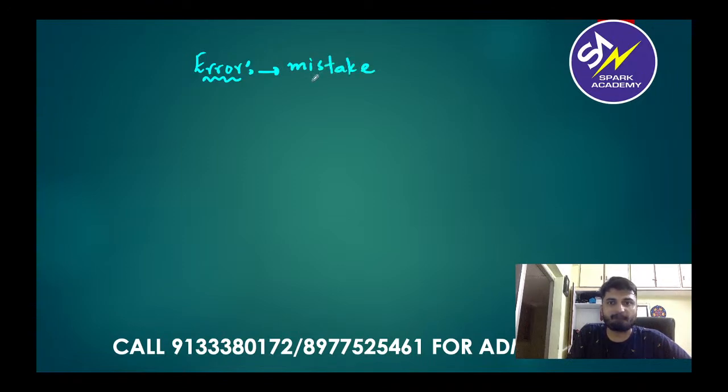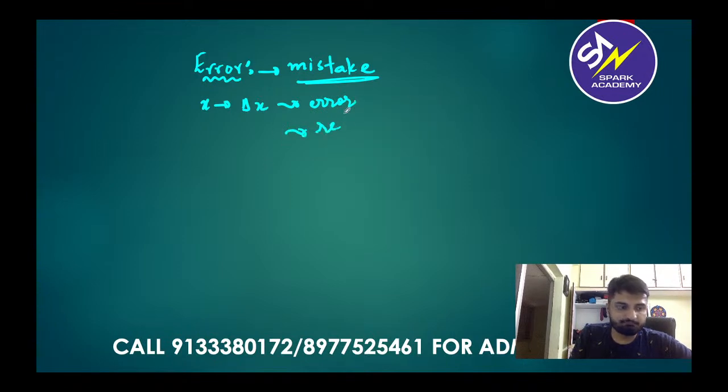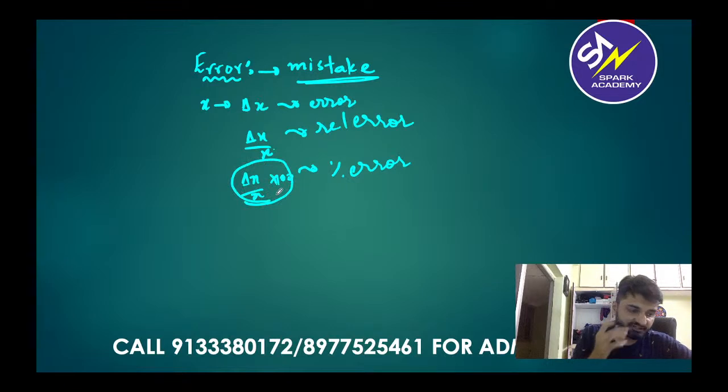The reason why this chapter is important is that in mathematics, generally, you should be trying to avoid errors, right? So generally, if x is a variable, the error is given by delta x. This is called the error. The relative error is given by delta x by x. And the percentage error is given by delta x by x into 100.